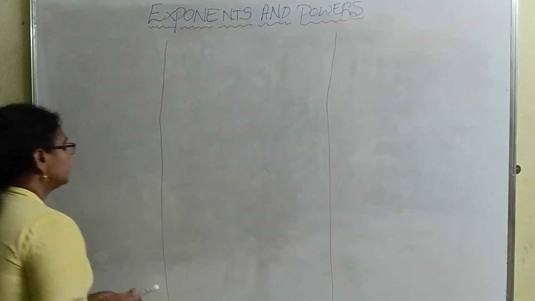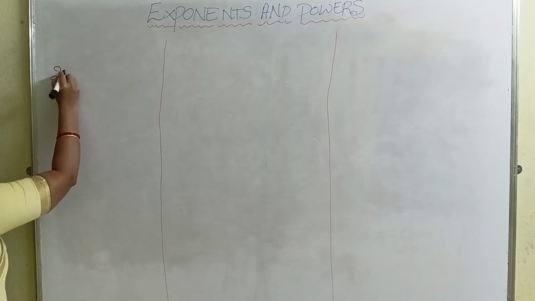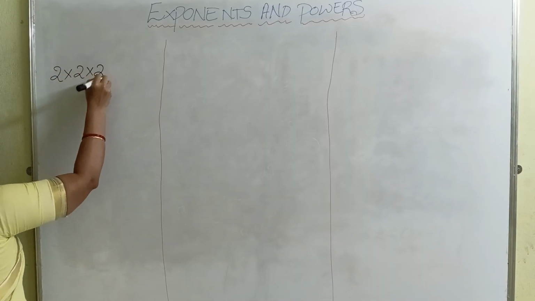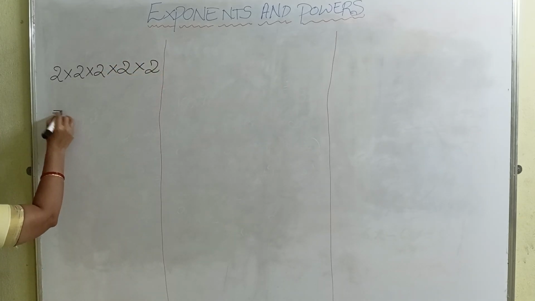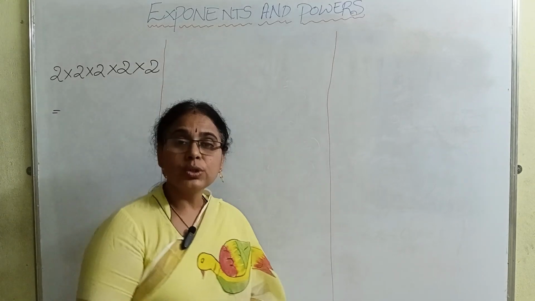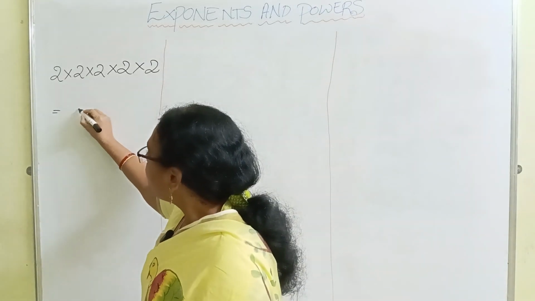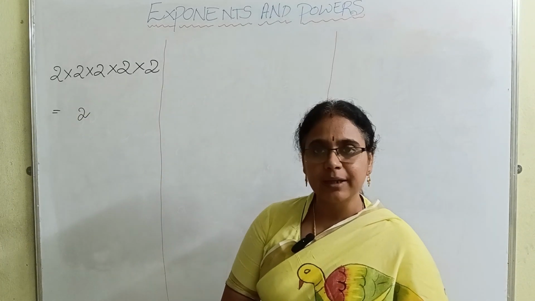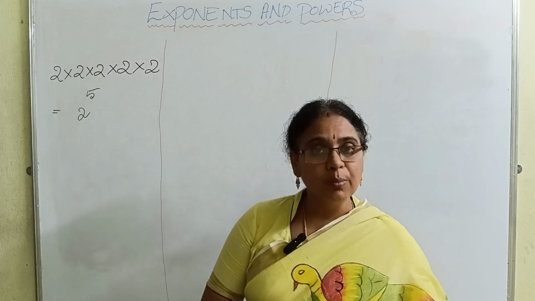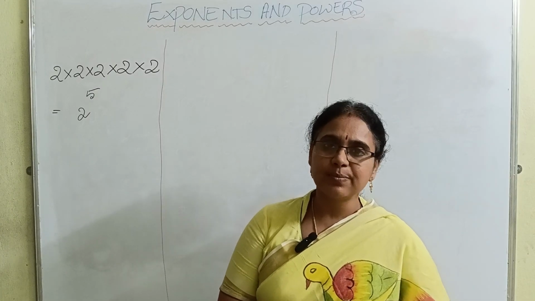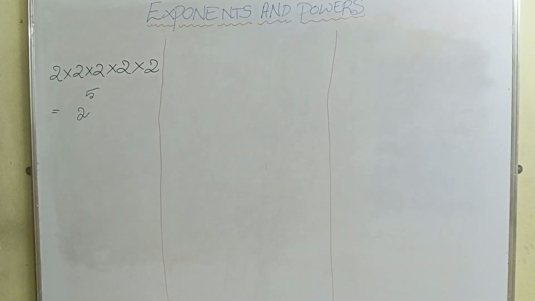Now, here I am writing one product to form: 2 into 2 into 2 into 2 into 2. How can you write this number in exponential form? Which number did you multiply here? 2. That is the base. How many times did you multiply? 5 times. That is known as the exponent. Which number you multiplied, that is known as the base. How many times you multiplied, that is known as the exponent.